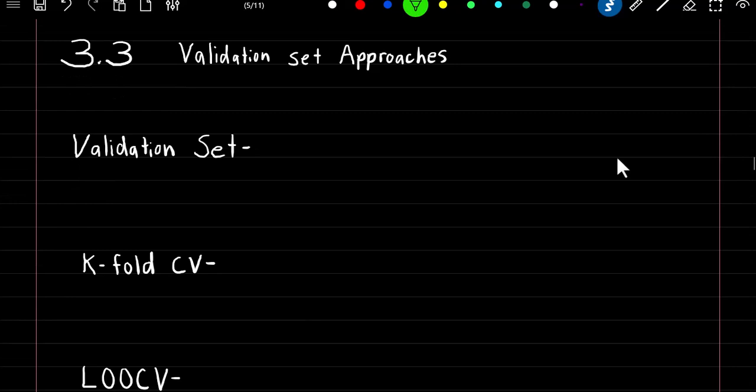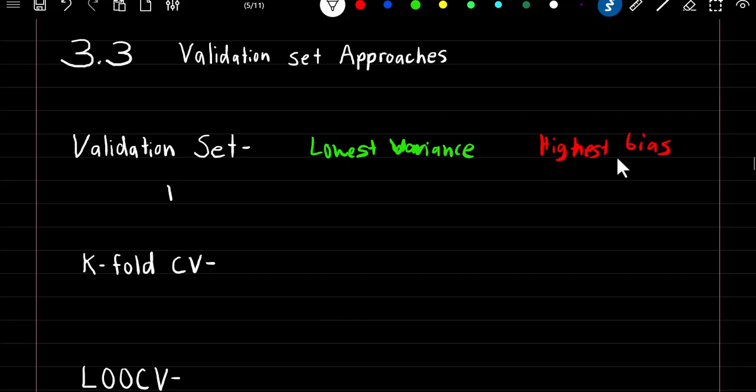In 3-3, we learned about validation set approaches. The first one we learned about is the validation set, where we essentially divide our data into nearly 2 equal parts. This is going to display the lowest variance but the highest bias. And the perk is we only need to run one model, so it's the quickest runtime.